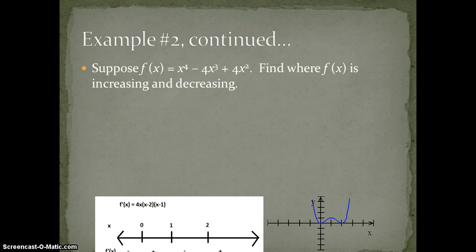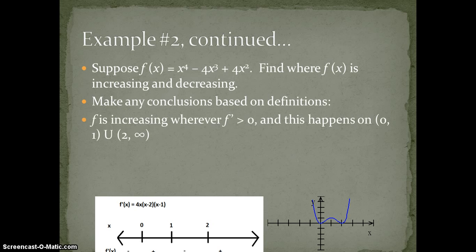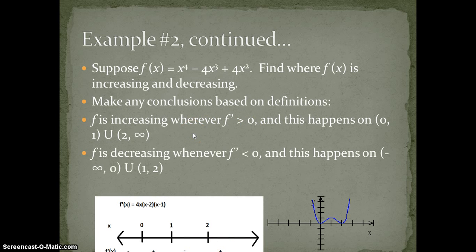So let's put this all together. The question asks, where's f increasing and decreasing? F is increasing wherever f prime is bigger than 0. As we can see, that would be from 0 to 1 and from 2 to infinity. F is decreasing wherever f prime is less than 0. This was from negative infinity to 0 and from 1 to 2.